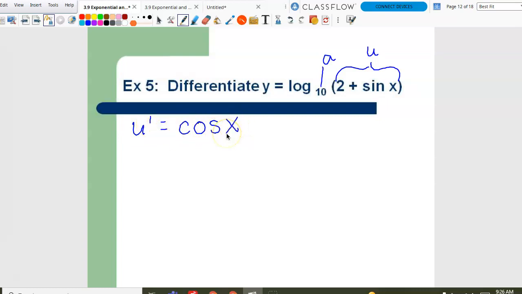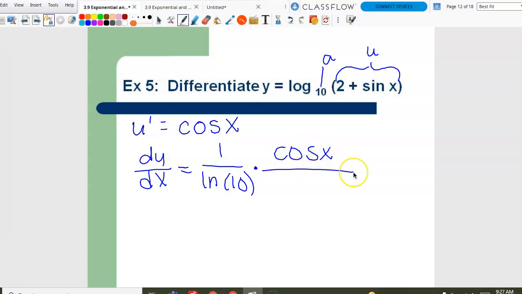Now you just fill into your formula. So dy dx equals 1 over ln of a, which is 10, times u prime, which is cosine x, over u, which is 2 plus sine x. Is that it? That's it. We leave it like that? Yeah. We don't have to combine it? I mean, the only thing you're combining is this.